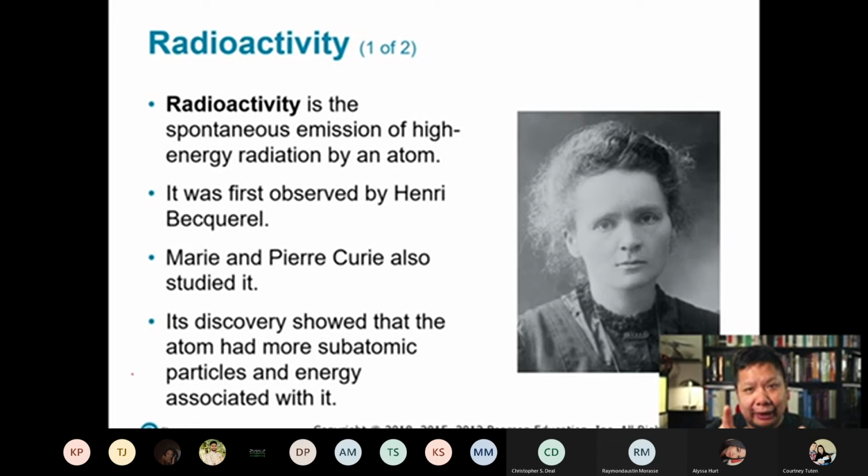So stay away from radium. It's bad for you, right? It glows in the dark, but it's crazy.